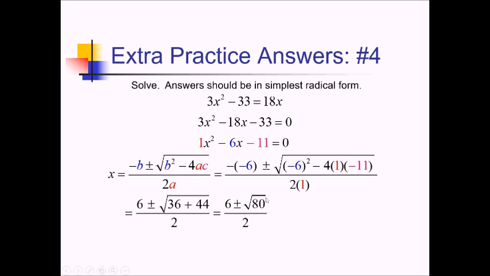We can definitely simplify 80. The biggest perfect square that goes into 80 is 16. 16 times 5. Square root of 16 is 4, so this is 6 plus or minus 4 radical 5 over 2. And 6 and 4, those are both divisible by 2, so we can actually reduce this a little bit to be 3 plus or minus 2 radical 5.